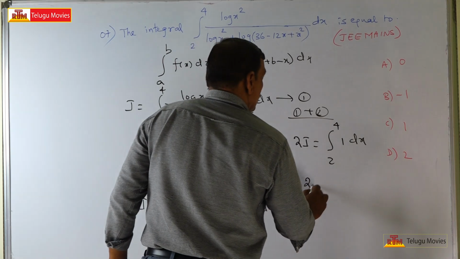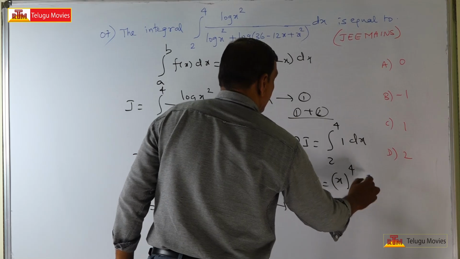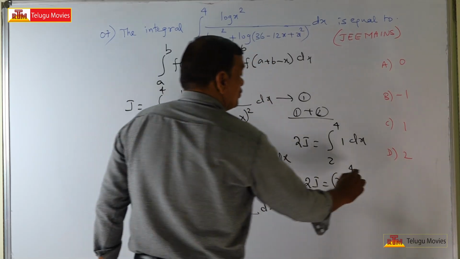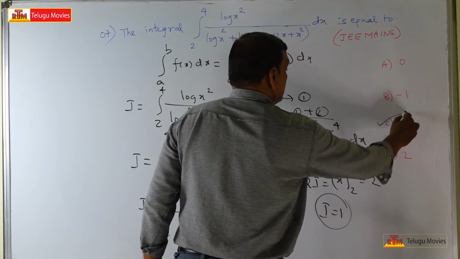So 2I is equal to x, with upper limit 4 and lower limit 2. So this is 4 minus 2, 2. Therefore, I is equal to 1. So therefore, option C is the right answer.